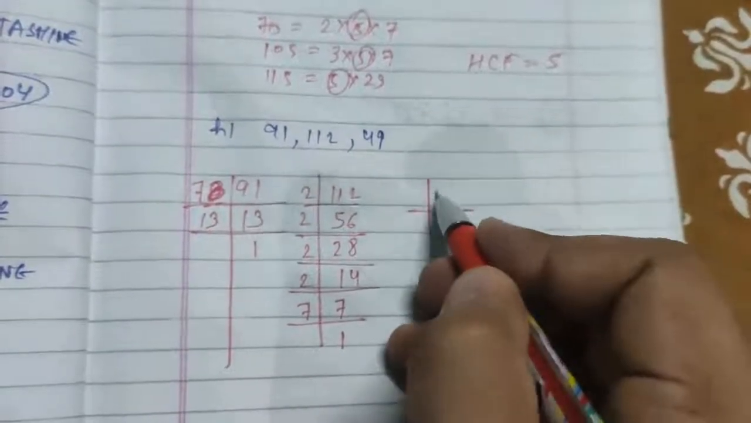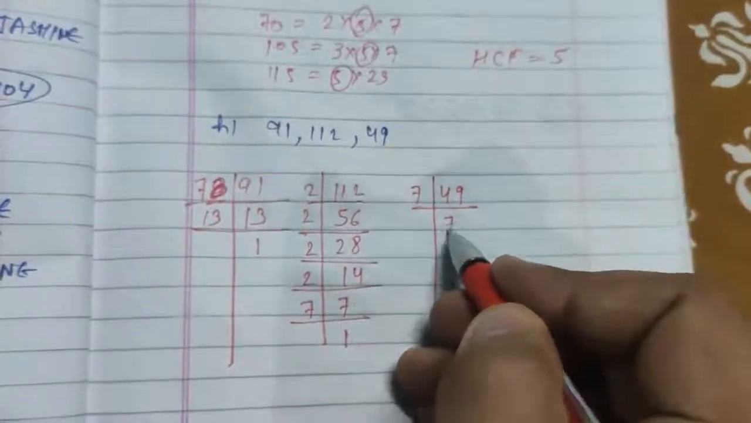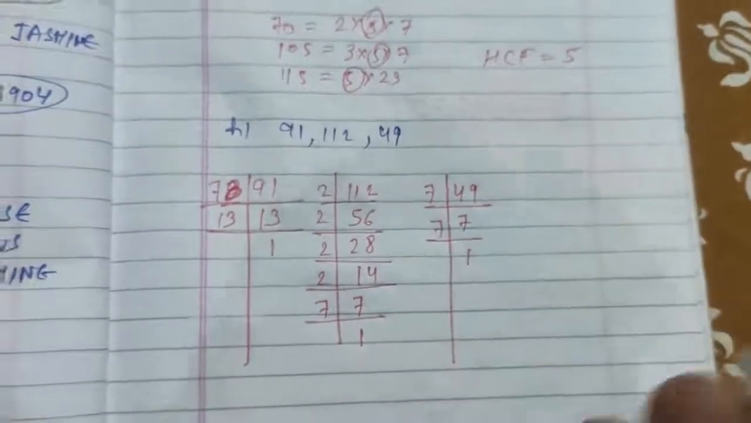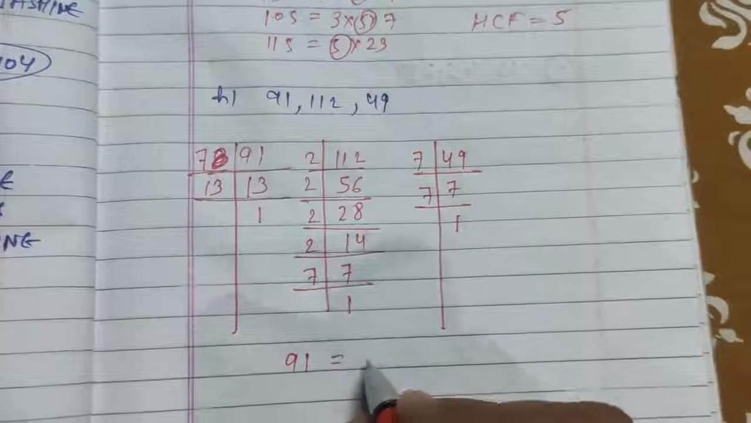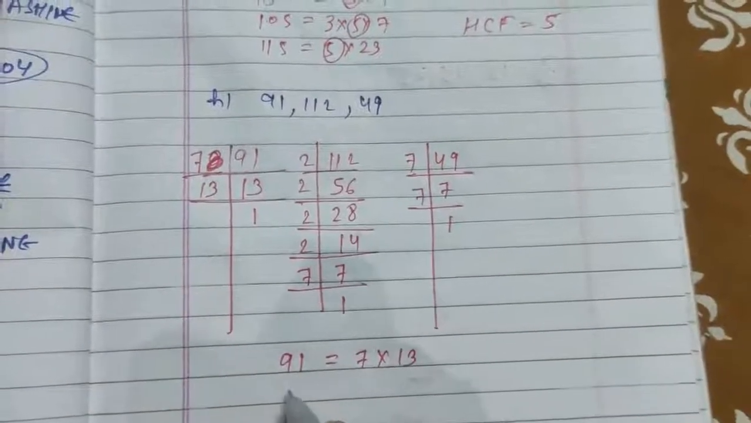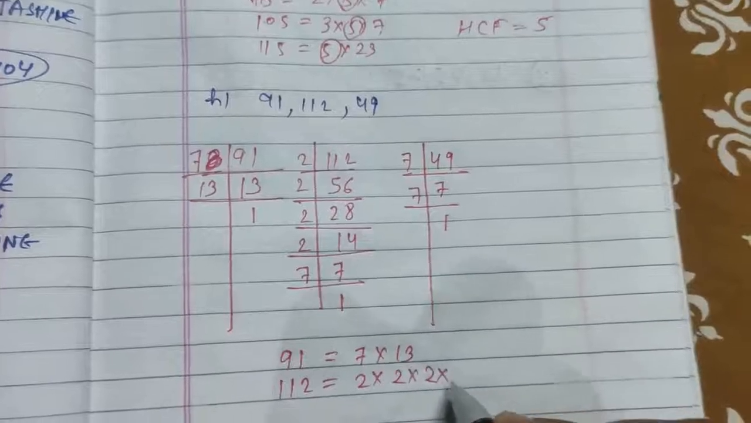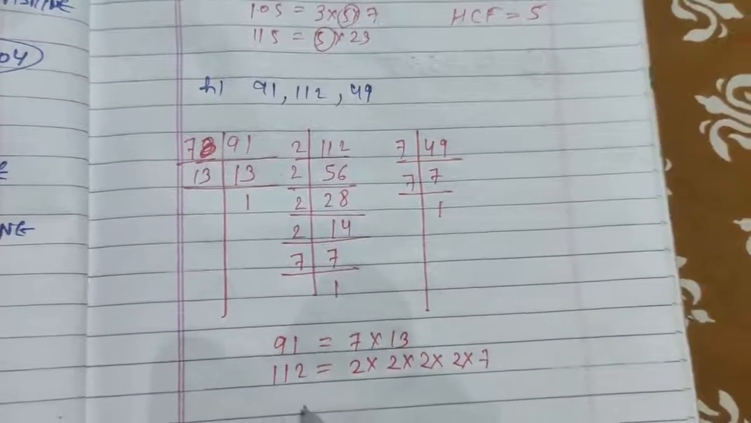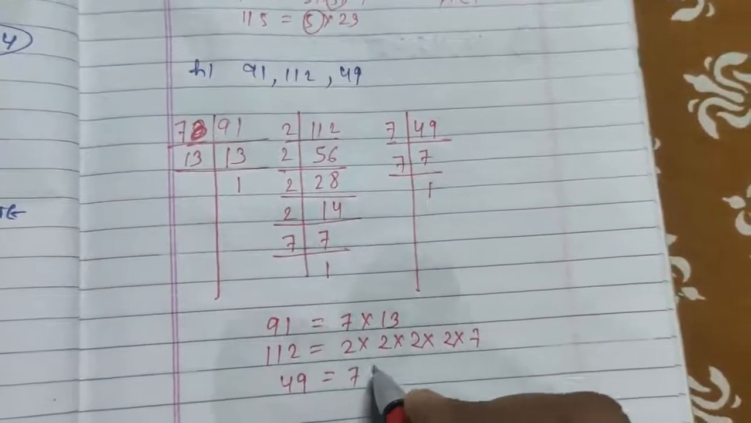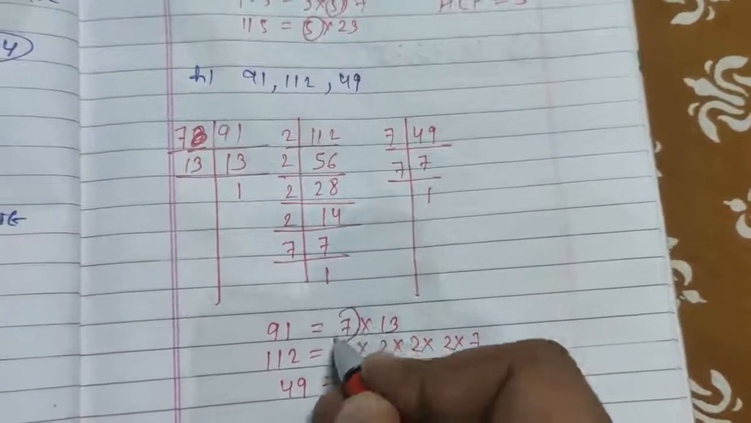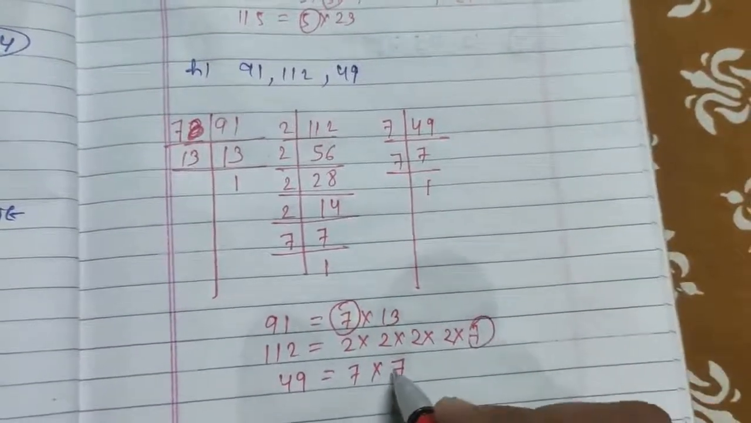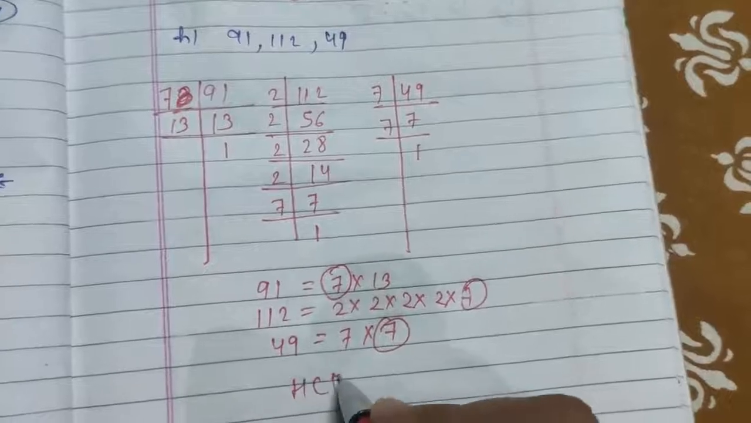Then 49, 7 into 7, it is 49. So 91 we can say 7 into 13. 112 we can say 2 multiplied 2 multiplied 2 multiplied 2 multiplied 7, and 49 we can say 7 multiplied by 7. So only 7 is common here, so the SCF is 7.